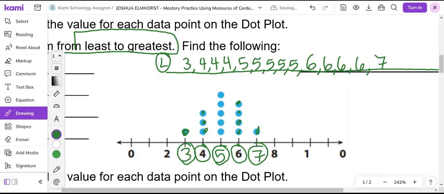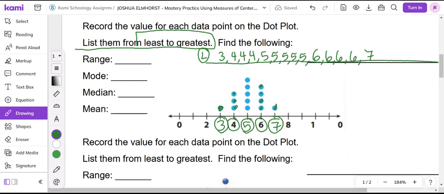So step 1, we collect the data. Step 2, we organize the data. And now we start to analyze the data. We're going to look for the range. What's the range from 3 to 7? How far is the data spread out from 3 to 7?